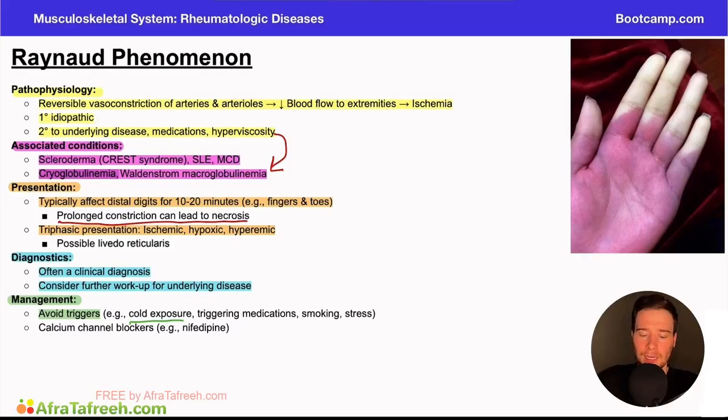Now, some other key things they'd like you to know include certain medications that can trigger this. Again, these include things like beta blockers. Additionally, we also want to stop smoking for a variety of different reasons.